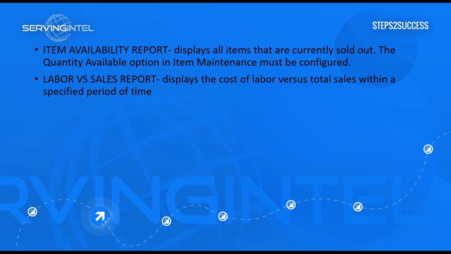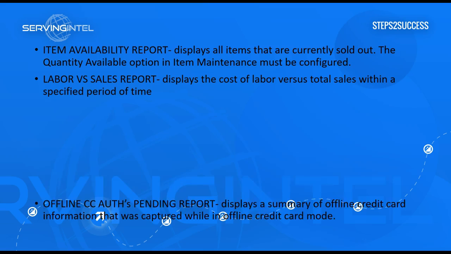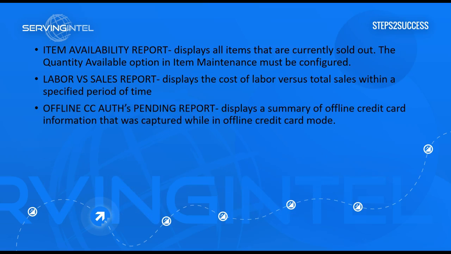Next, we have an important one, which is our labor versus sales report. This displays the cost of labor versus the total sales within a specified period of time, which is very useful when knowing when to cut or add more labor to your staff. The next report is our offline credit card auths pending report. This displays a summary of offline credit card information that was captured while in the offline credit card mode.